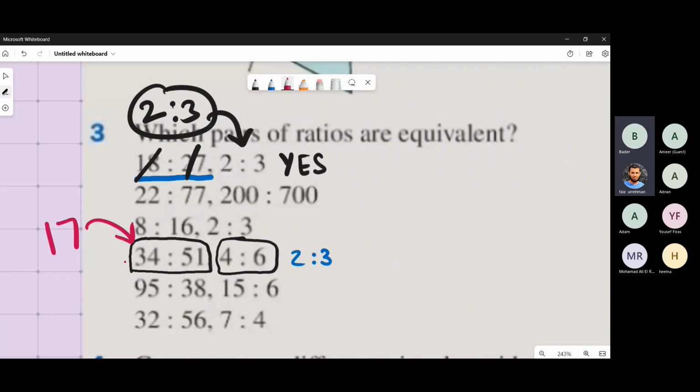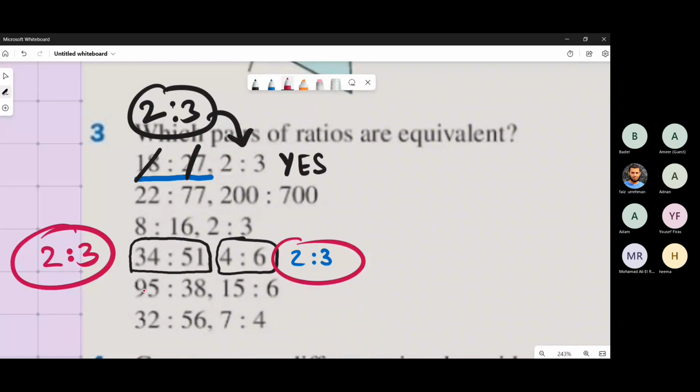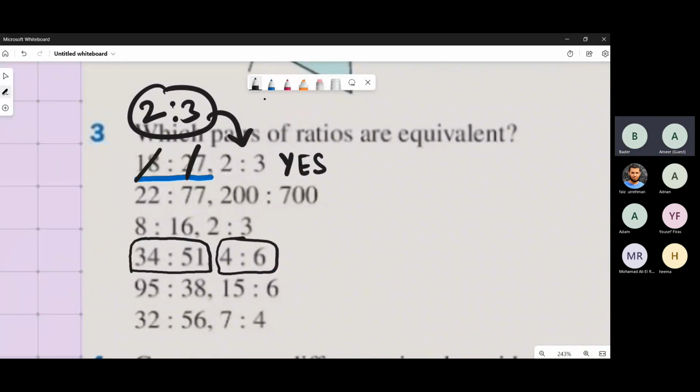What position? Very good. Literally just got on 16. It's 2 to 3. So are we getting the same result on both sides? Yeah. Okay. So this is an equivalent ratio. Is it clear, everyone? Yes.